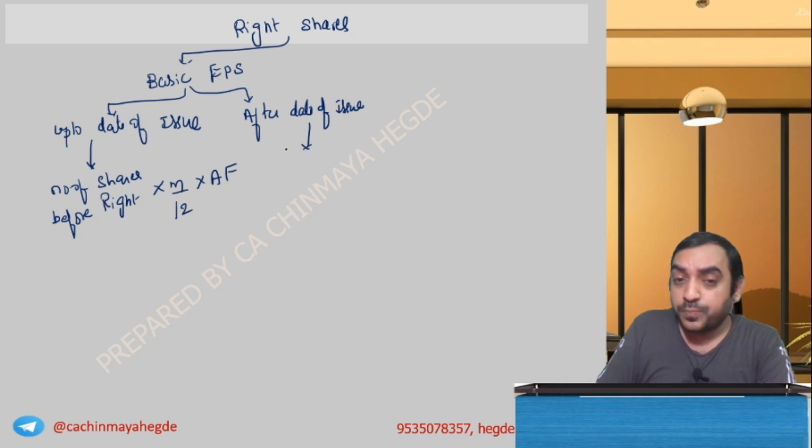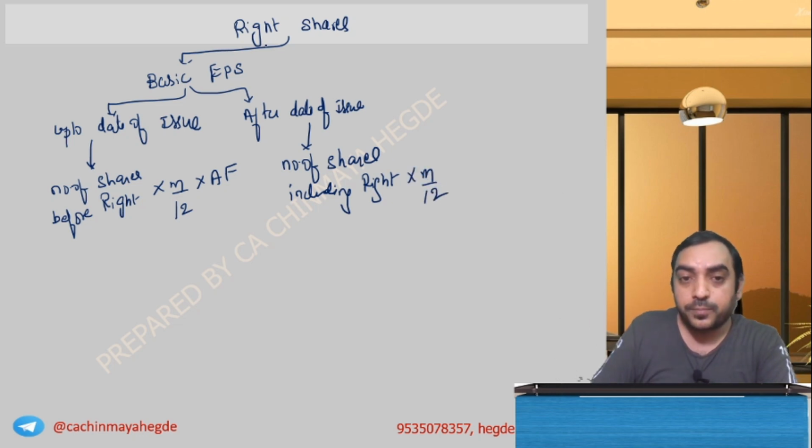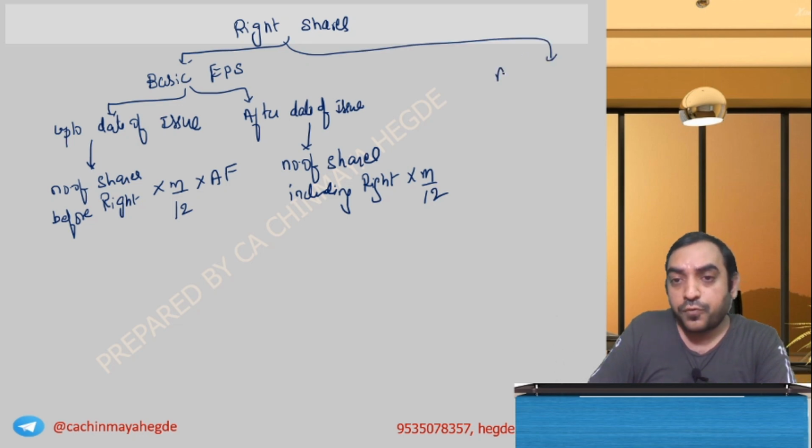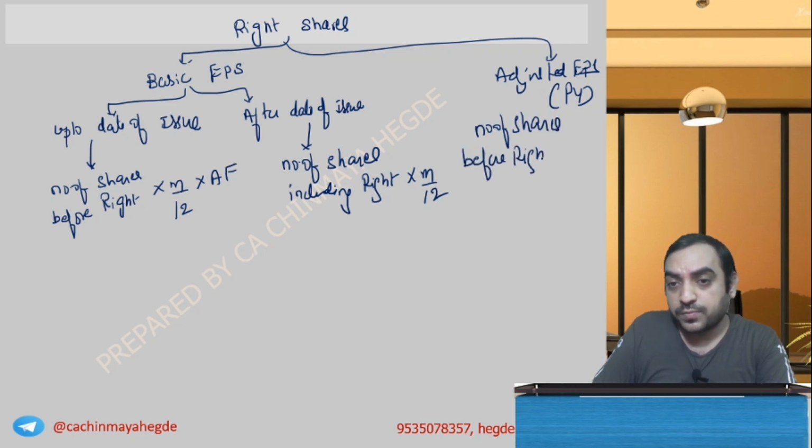After the date of right issue, it's calculated by number of shares including right into m by 12. Adjusting factor now does not matter. For adjusted EPS, that is for previous year, number of shares, obviously previous shares means before right, number of shares before right multiplied by adjusting factor.